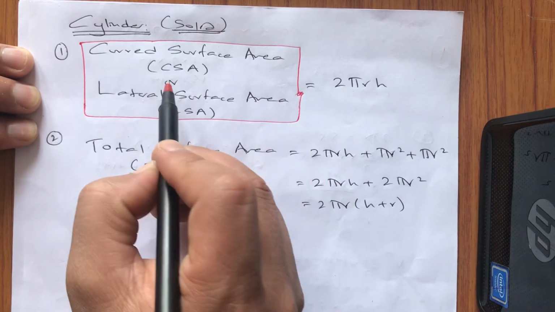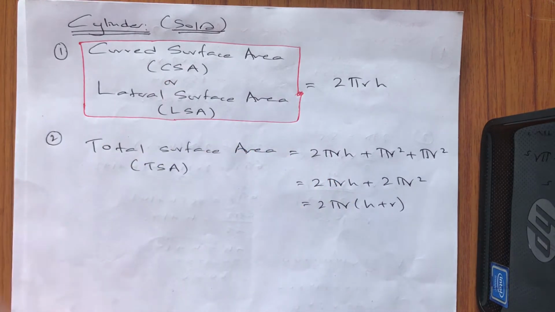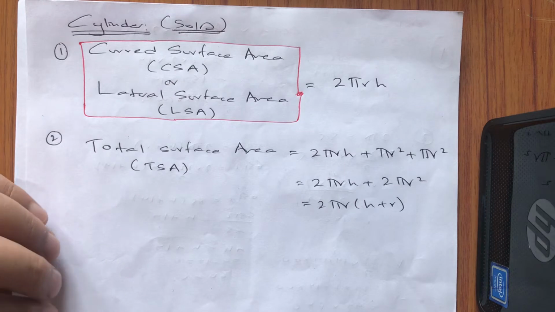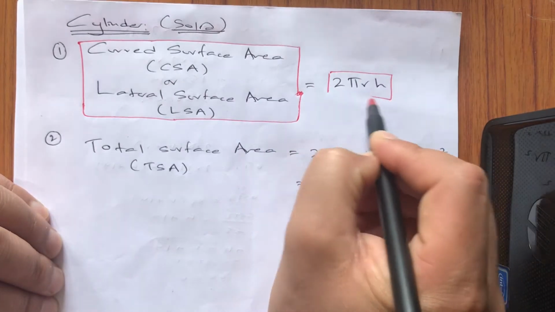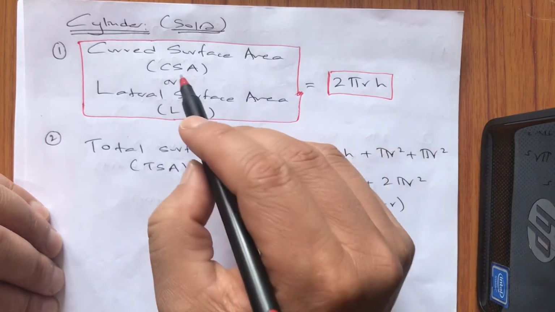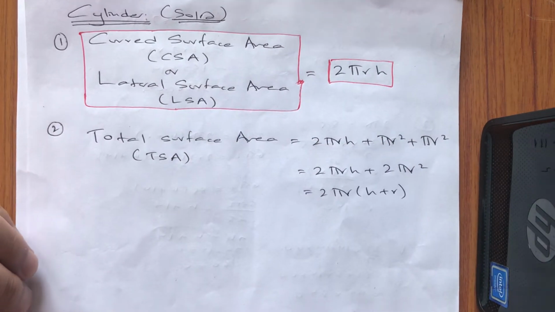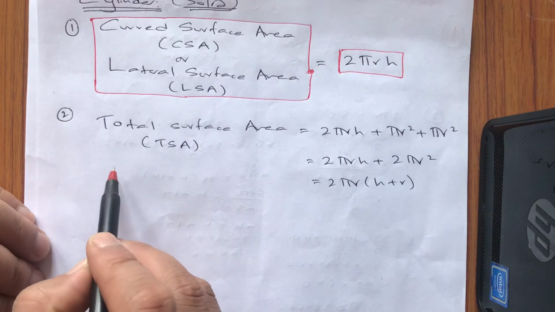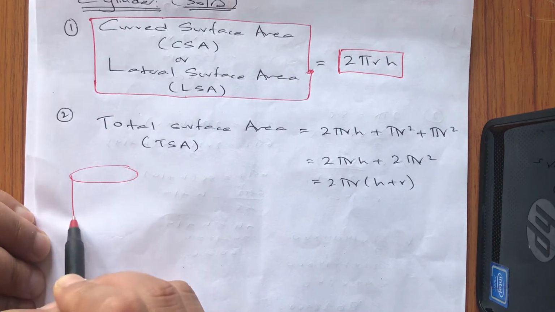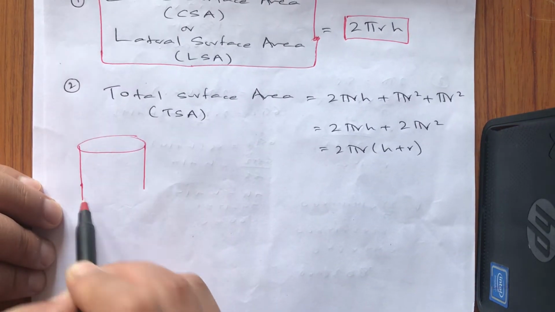In short form, we write curved surface area as CSA, and lateral surface area as LSA. And the formula is 2 pi r h. That's the formula for your curved surface area or the lateral surface area of a cylinder. Now what do I mean by curved surface area? Let's say, for example, a cylinder looks something like this. Okay, this is the cylinder, let's say it's a solid cylinder.